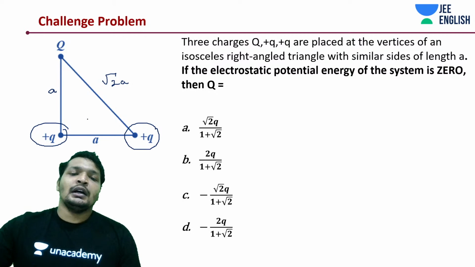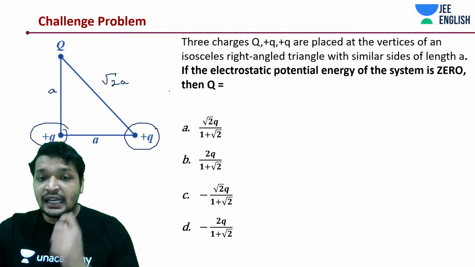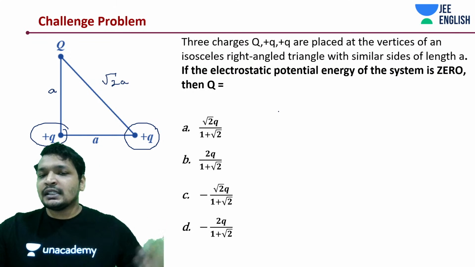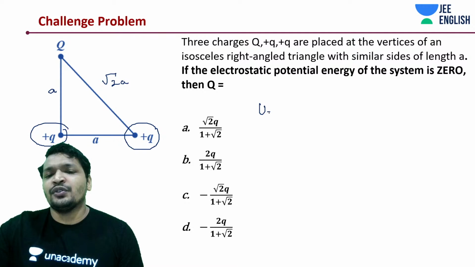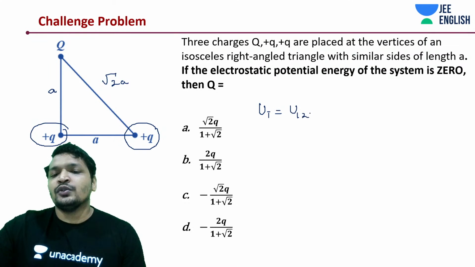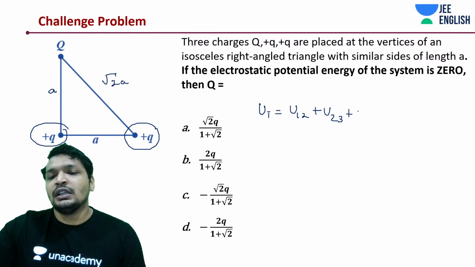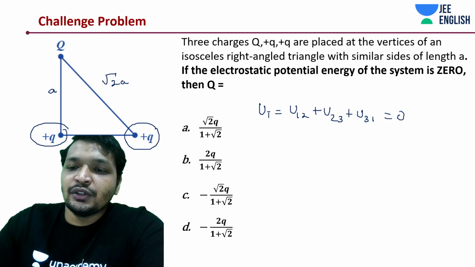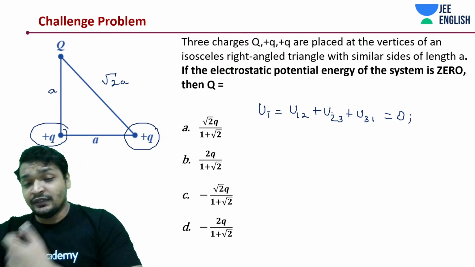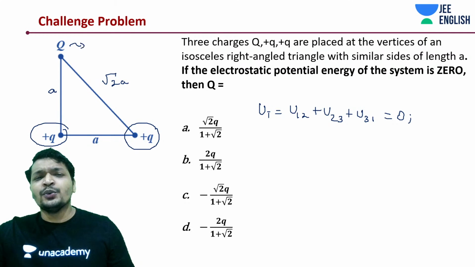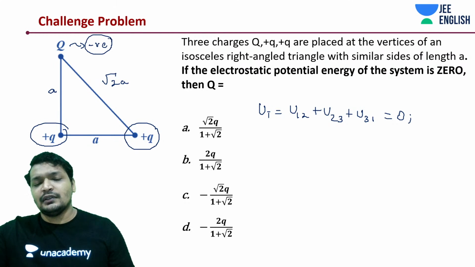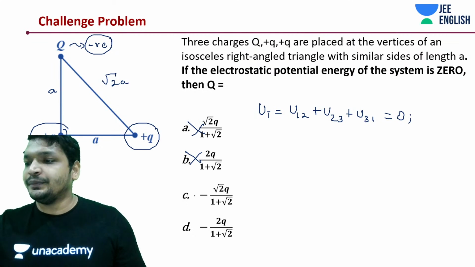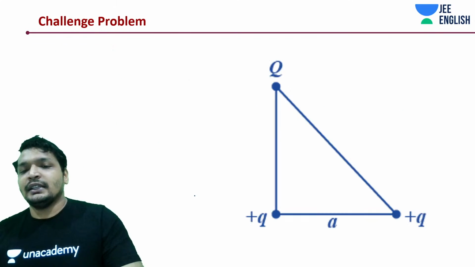See, first of all, electrostatic potential energy has to be 0. So this is again 3 charge case. We can say U total or U net is equal to U12 plus U23 plus U31. If this has to be 0, that means something has to have a negative sign, and that negative sign will only arise if Q is negative, right? So A and B cannot be correct. It has to be one among C and D, right? Easy.